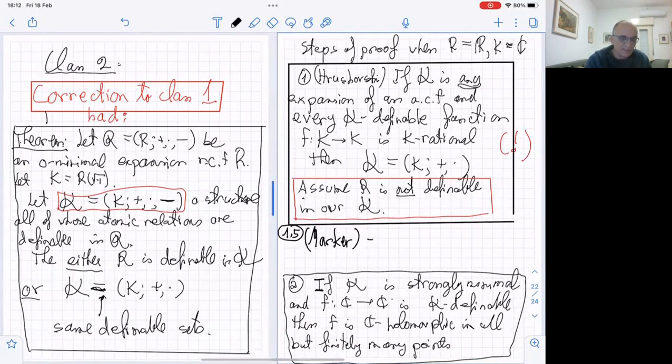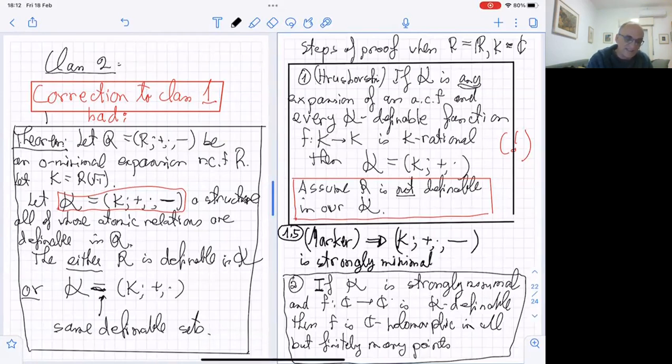So if you assume that R is not definable in K, it means that this structure, the expansion of the algebraically closed field by the extra stuff, is strongly minimal. This is what was missing. And that's why the next step 2 starts from if K is strongly minimal, then blah, blah, blah. Okay, so otherwise the whole rationale does not make any sense.